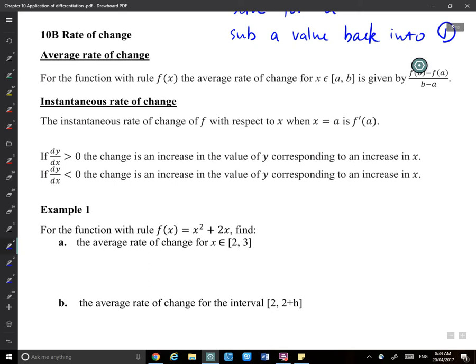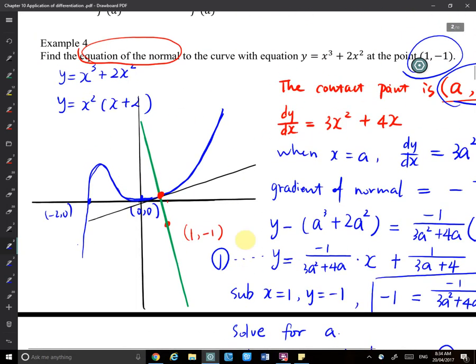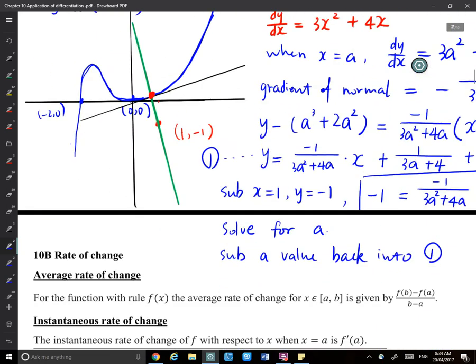The tangent and normal. How to find the tangent and normal? The important thing is to make sure the point given is actually on the graph. Make sure it's the contact point. Otherwise, we'll use this method to do the question.